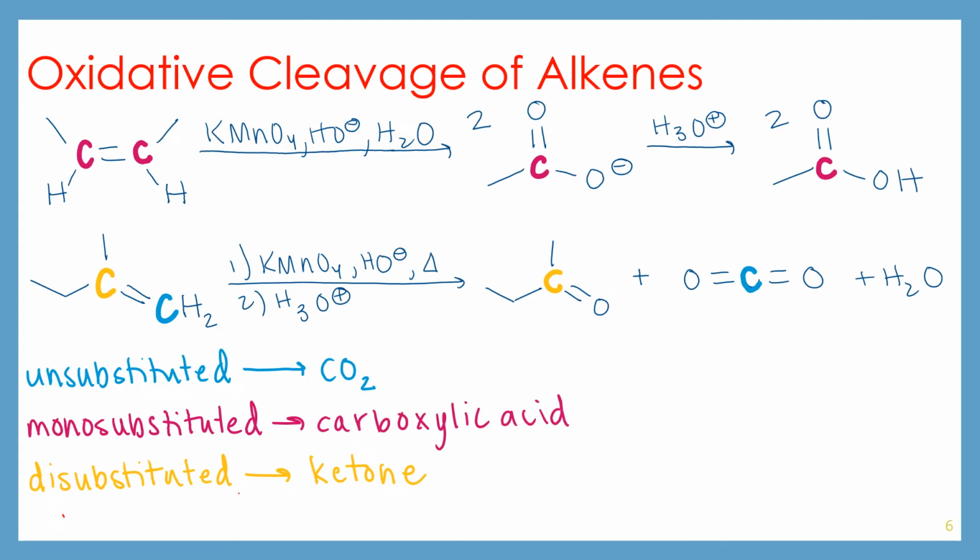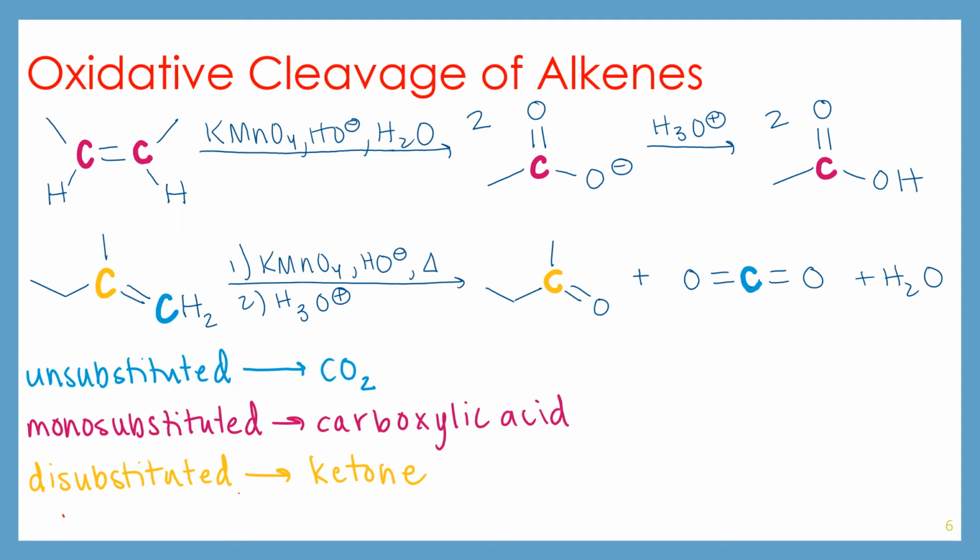Oxidative cleavage of alkenes is another really cool reaction. You can do this under several different conditions. Reacting an alkene with potassium permanganate and hydroxide and water, usually followed by an aqueous acid workup, and also typically done in heat, will break the double bond, or cleave it. And we're not just removing the double bond and creating a single bond. We're actually going to separate the two carbons of the alkene.